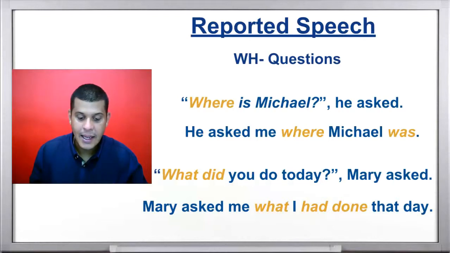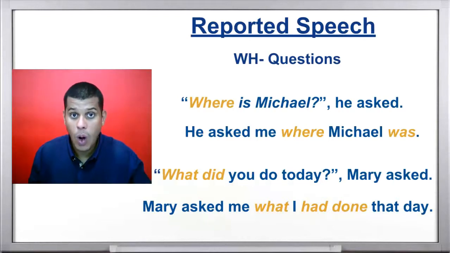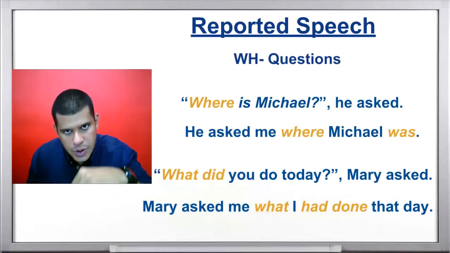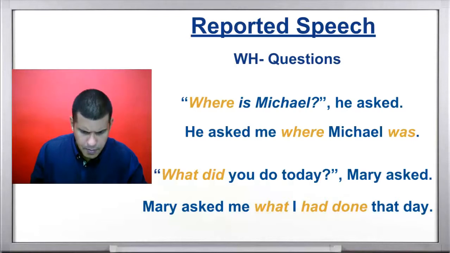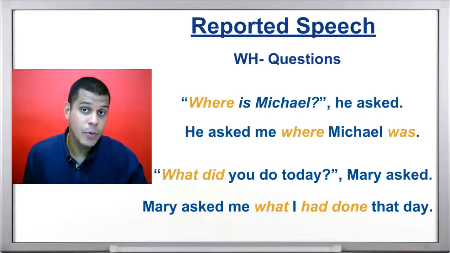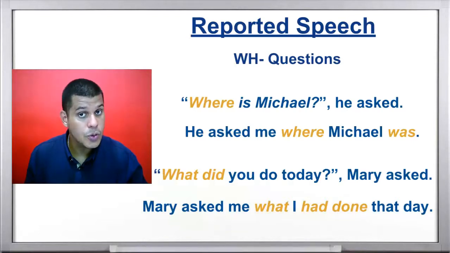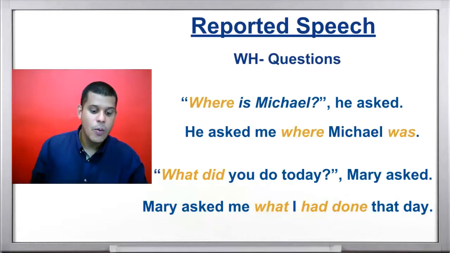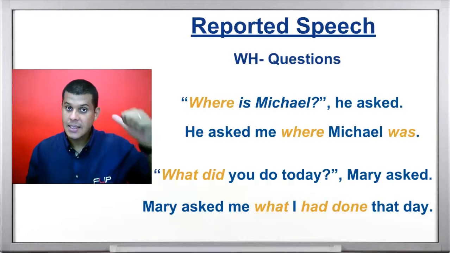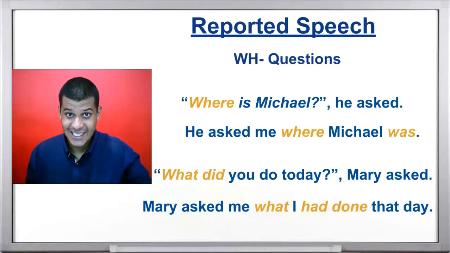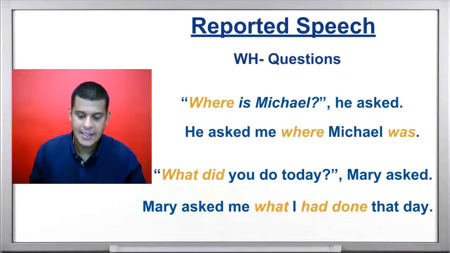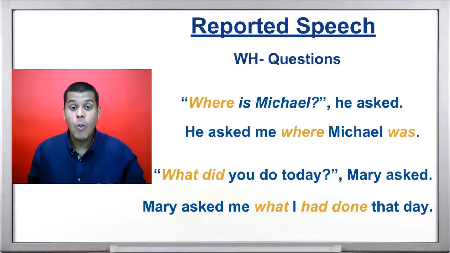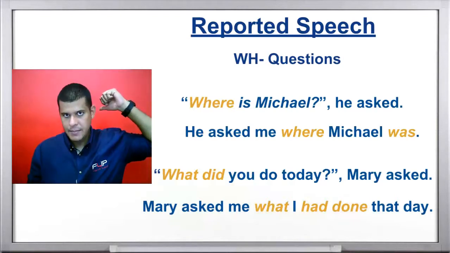So you notice that in the original question, I use "what." So in the reported speech, I'm going to use "what" too, the same WH question word, okay? So now, besides the WH question word, you also have to pay attention to the verb tense, okay? Because when I say "what did," it is simple past. So when I report the simple past, I change from the simple past into the past perfect, as I have in the reported speech. That's why the sentence is, Mary asked me what I had done that day, okay?